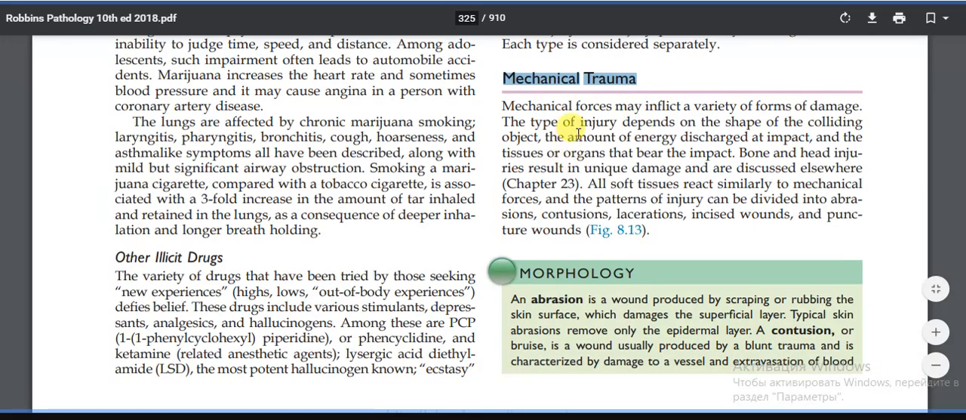Mechanical trauma may inflict a variety of forms of damage. The type of injury depends on the shape of the colliding object, the amount of energy discharged on impact, and the tissue or organ that bears the impact.